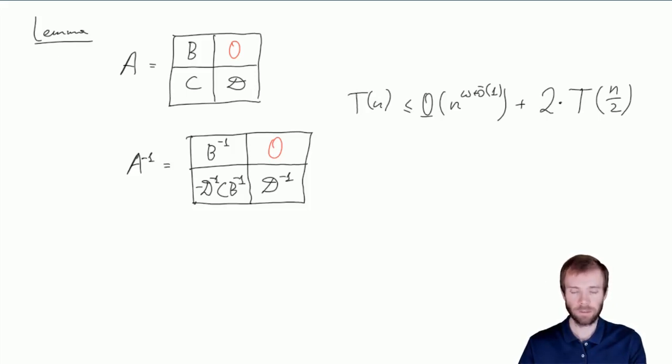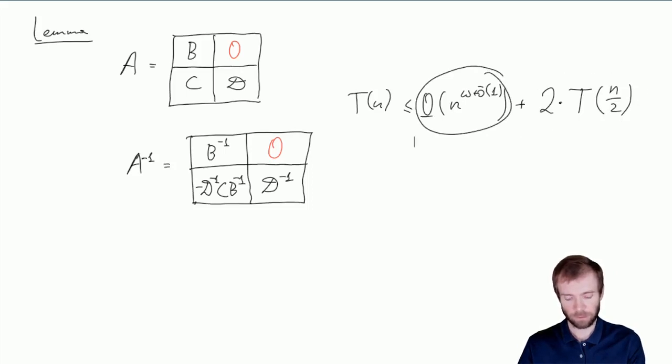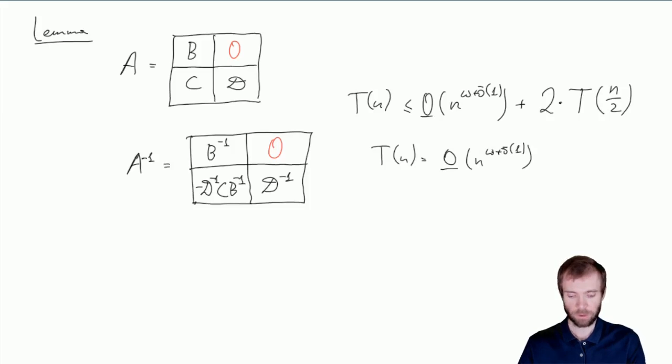The master theorem tells us that this is dominated by this term, and eventually T of n is big O of n to the power of omega plus little o of 1. So it turns out that inversion of lower triangular invertible matrices can be carried out in the same time as the multiplication of matrices. Clearly, for upper triangular invertible matrices, the result would be exactly the same.